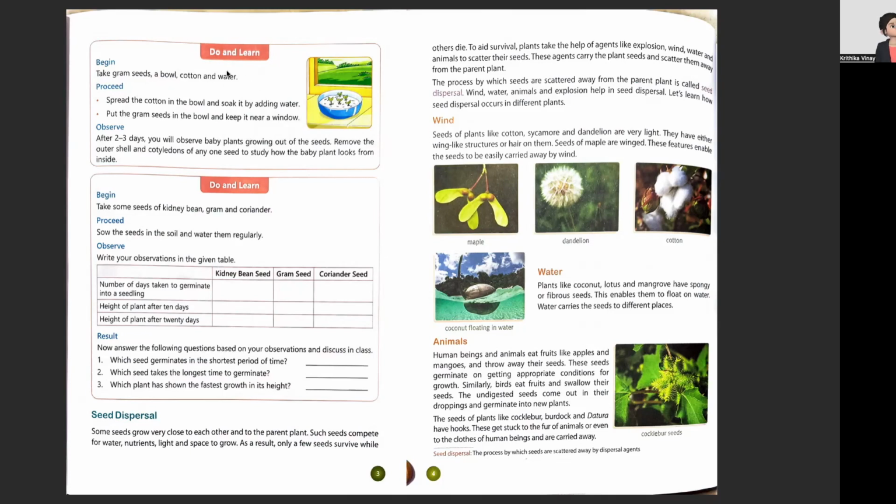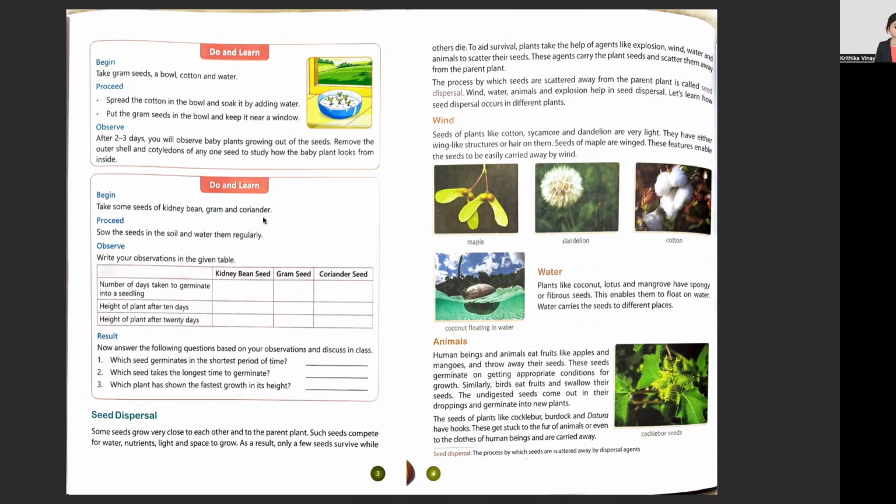Begin and take gram seeds, a bowl, cotton and water. Proceed and spread the cotton in the bowl and soak it by adding water. Put the gram seeds in the bowl and keep it near a window. After 2 to 3 days, you will observe a baby plant growing out of the seed. Remove the outer shell and cotyledons of any one seed to study how the baby plant looks from inside. Okay? And also do this.